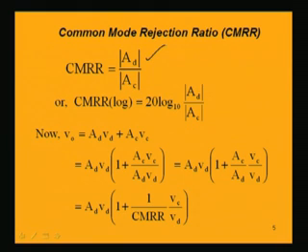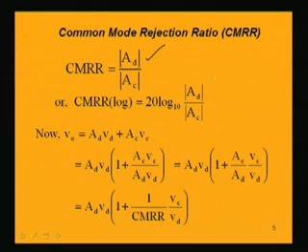So, in that unit, logarithmic unit, it will be described as 20 log of magnitude AD by magnitude AC to the base 10. So, in these two ways CMRR is expressed.